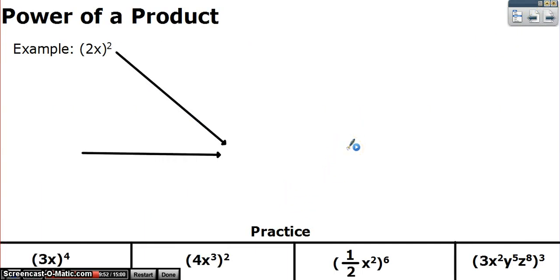All right, power of a product. So this is when you raise two things that are being multiplied together to a power. So 2 is being multiplied by x. We're raising both of those to a power. So this kind of alludes to the parentheses thing I was talking about a couple of slides ago.